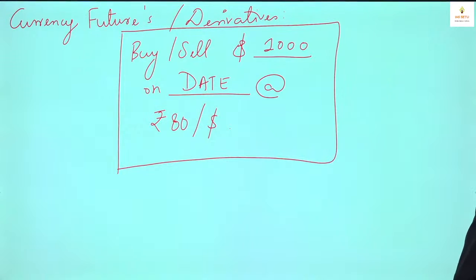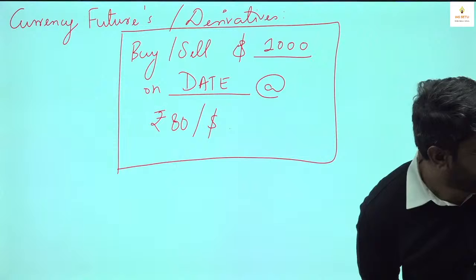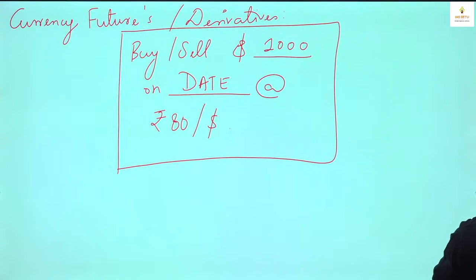क्वांटिटी भी लिखी हुई है, प्राइस भी लिखा हुआ है, डेट भी लिखी हुई है, राइट? And these are traded on stock exchanges. This instrument is traded on stock exchange. Now tell me, which set of entities do you think will participate in buying and selling of currency derivatives?